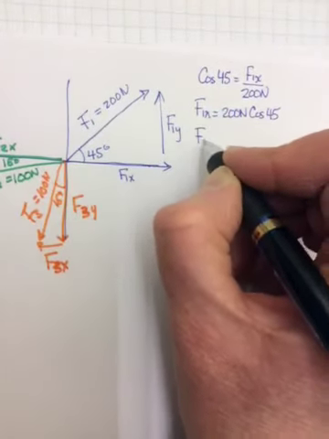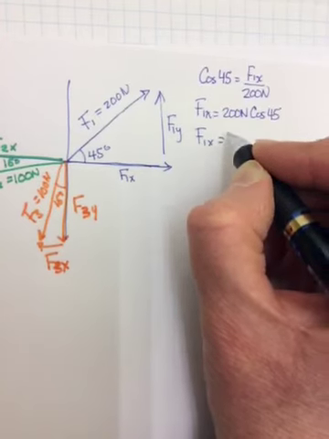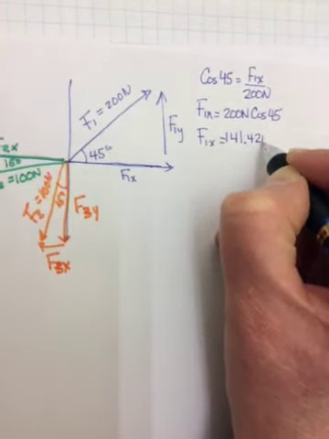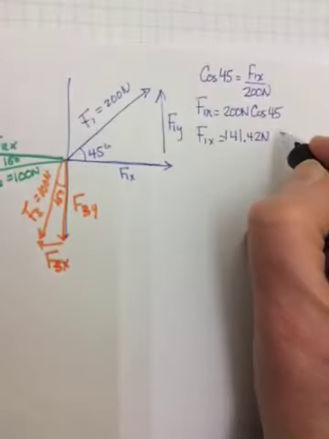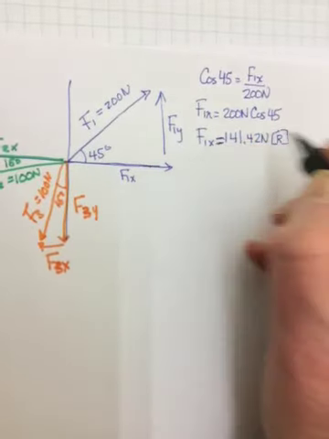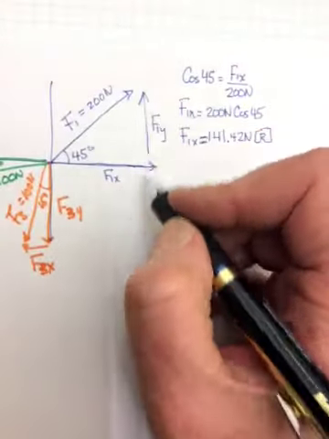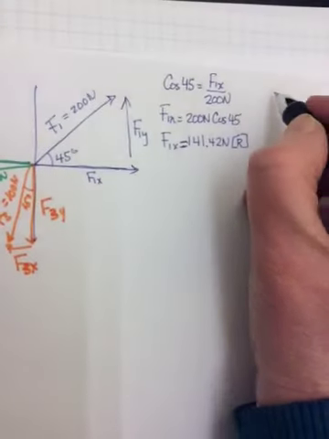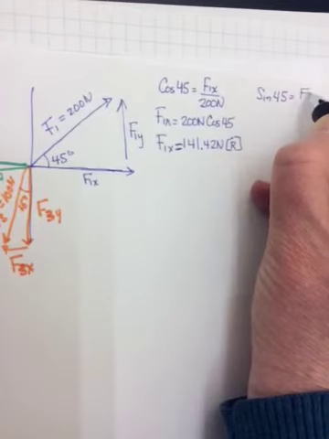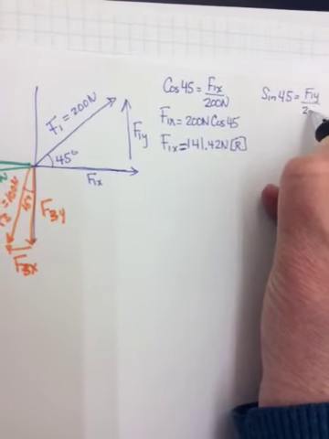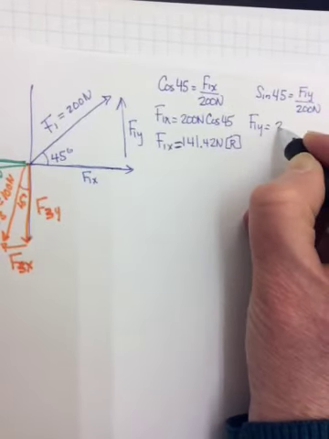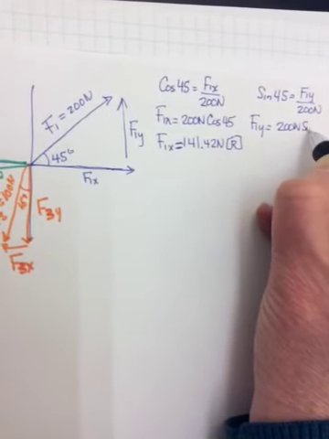Cos of 45 is 0.707, so times 200 should be 141.42 newtons. And when you look at it, it's going to the right. So I'm going to do a square bracket right here. Okay, while we're here, we may as well do the y. The y is the opposite side, so sine of 45 will be equal to F1y over 200 newtons. So F1y will equal 200 newtons sine of 45.